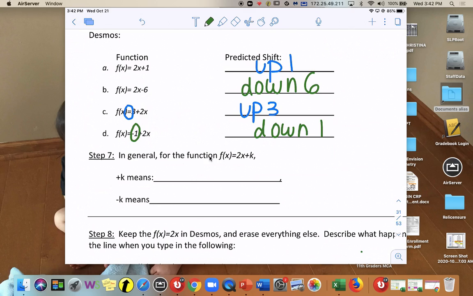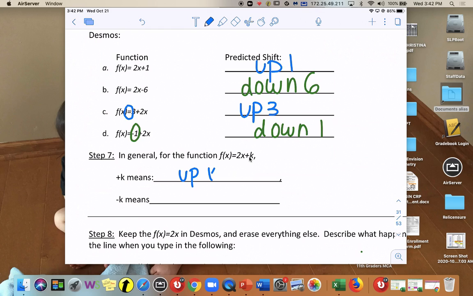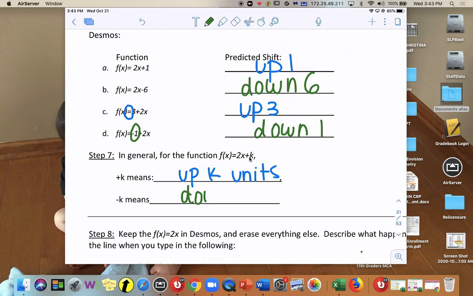So in general, for this function, f of x equals 2x plus k, k is any number. If it's positive, it's going to go up k units. And if it's negative, it will go down. So this will be up k units, and k is some number. And then if it's negative k, it will go down that many units.